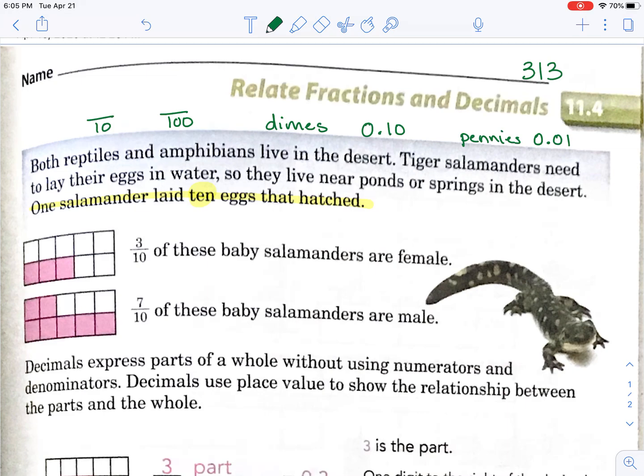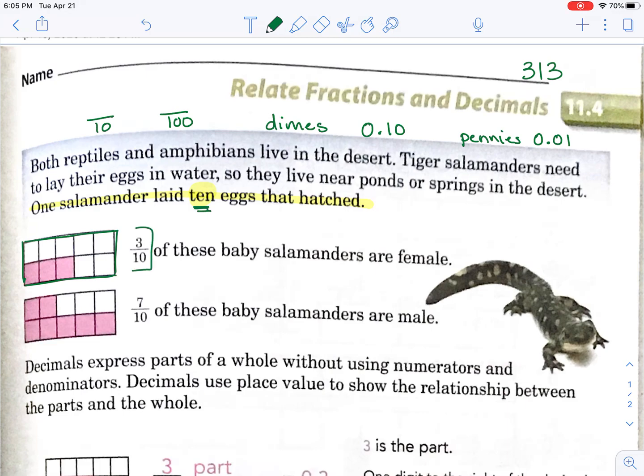Okay, so what did the little statement say up here? One salamander laid 10 eggs. So do you think this is going to be out of tenths or 100? Out of 10 or 100? Yeah, it's out of 10 because there's 10 eggs that the salamander laid. So these are going to represent our 10 eggs. Do you see how they're not square, but this fraction represents 10 eggs? It's 10 parts. Yes, so there's 10 parts of the group.